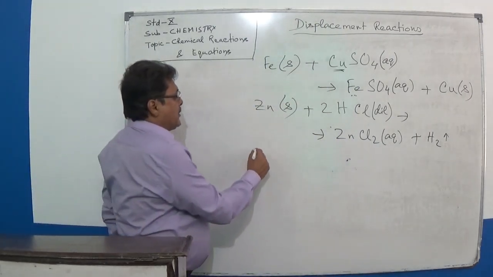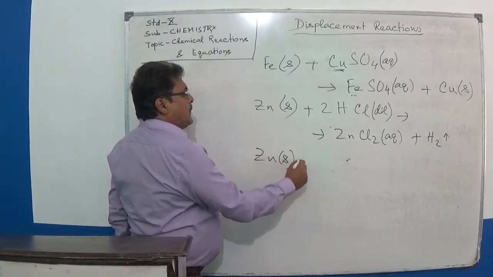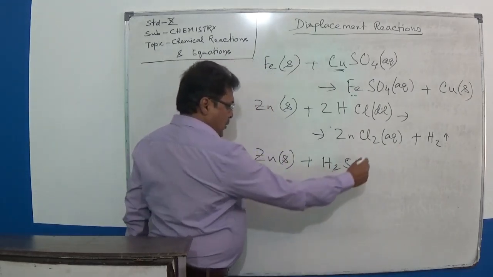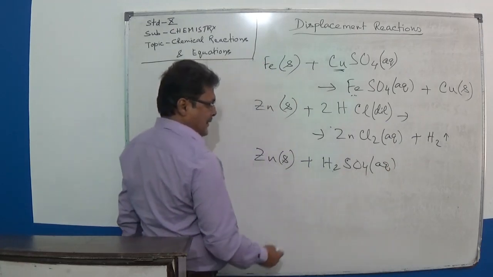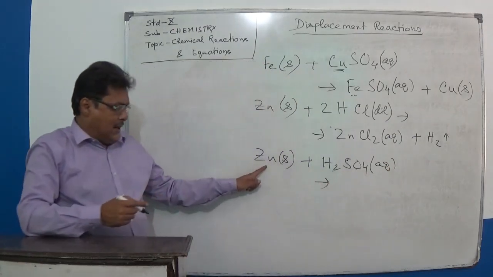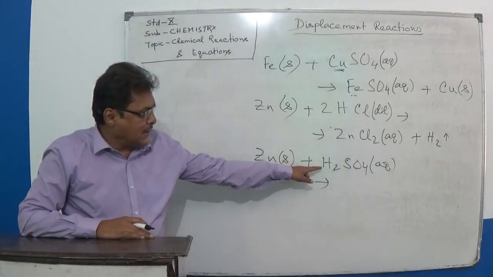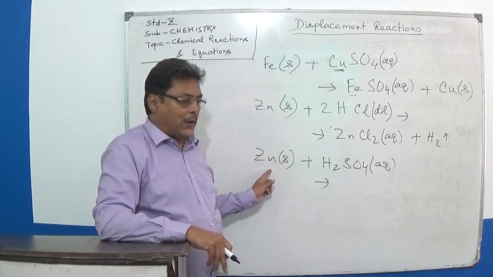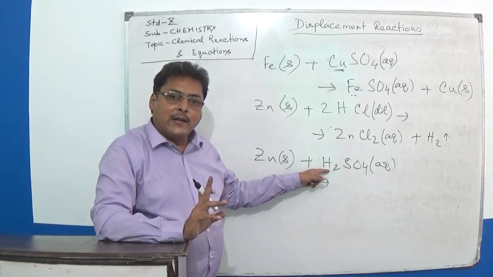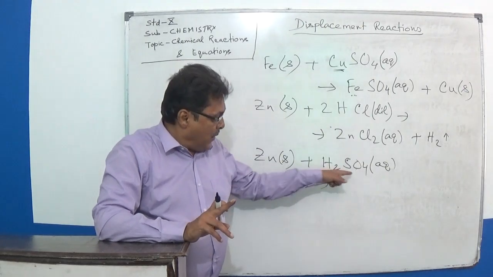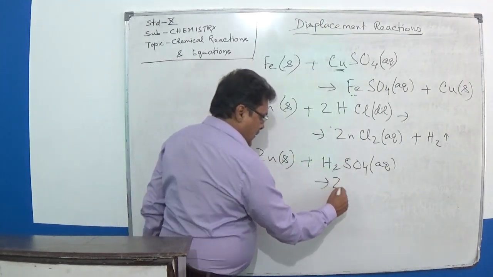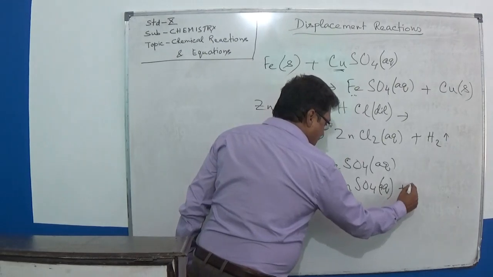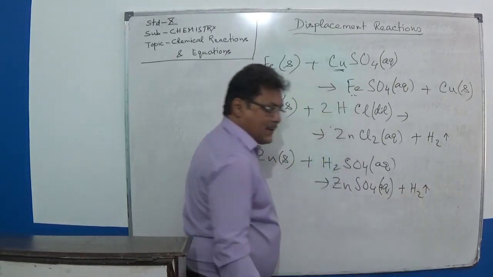If we had mixed Zn with, say, H2SO4 in its aqueous solution, that is sulfuric acid, the same would have happened. Zinc being more reactive and hydrogen less reactive. The more reactive element, metal or non-metal, will replace the less reactive element, metal or non-metal, from its compound. ZnSO4, zinc sulfate, forms, and H2 is separated and goes away like this.